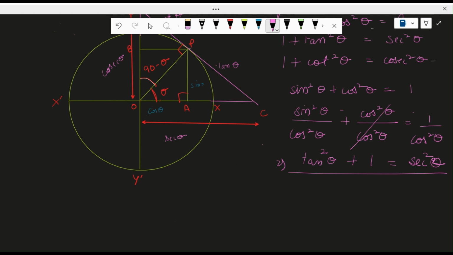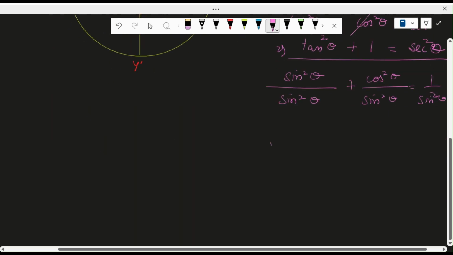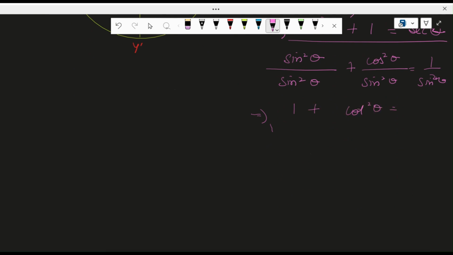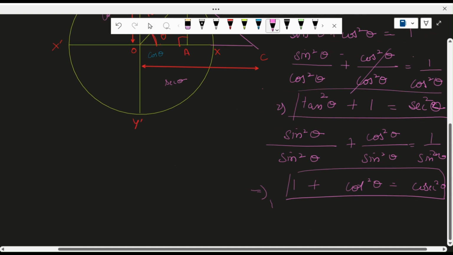Similarly, 1 plus cot square theta can be calculated if we divide our first identity, sin square theta plus cos square theta is equal to 1, by sin square theta. We get 1 upon sin square theta, right? And here we can simply make it 1 plus cot square, since this is the value of cot, and this will be cosecant square theta, right? This will be the third identity. This is our second identity.